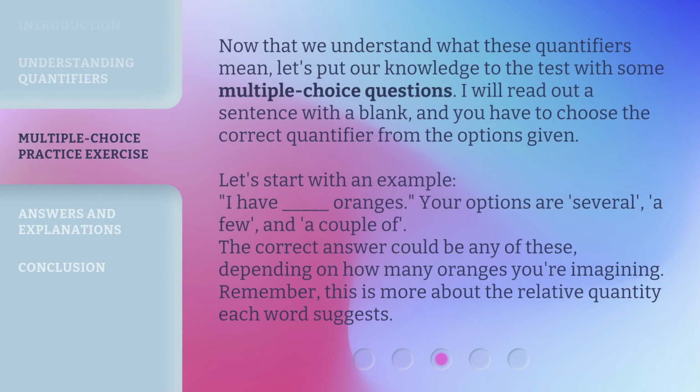Now that we understand what these quantifiers mean, let's put our knowledge to the test with some multiple choice questions. I will read out a sentence with a blank, and you have to choose the correct quantifier from the options given. Let's start with an example. I have, blank, oranges. Your options are several, a few, and a couple of. The correct answer could be any of these, depending on how many oranges you're imagining. Remember, this is more about the relative quantity each word suggests.